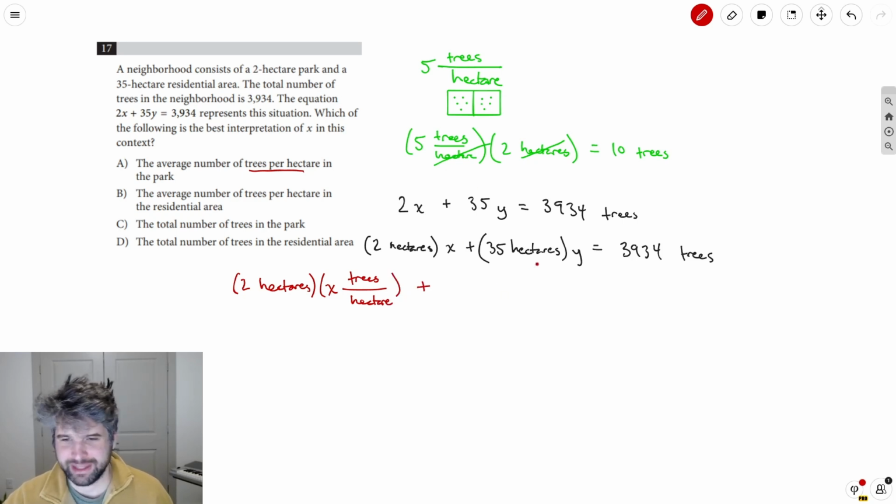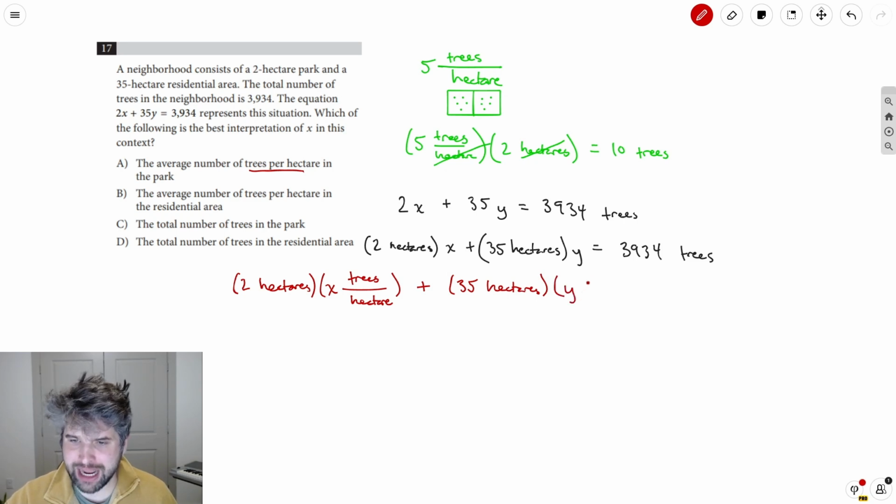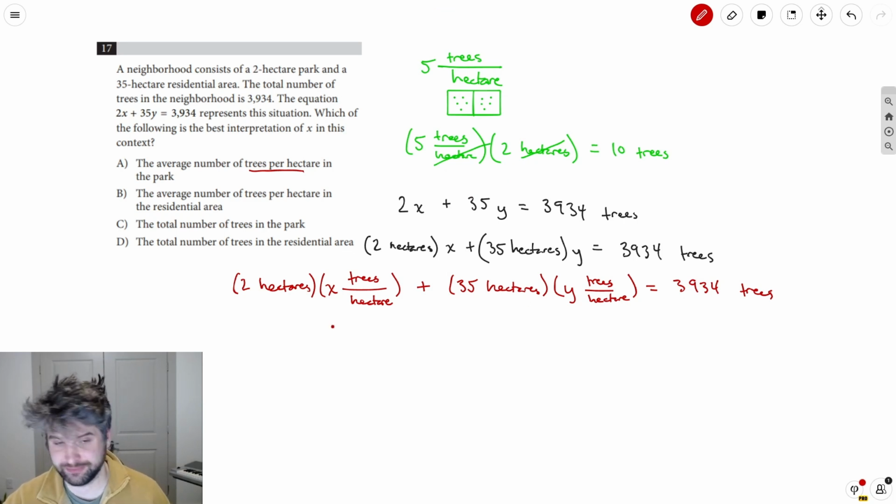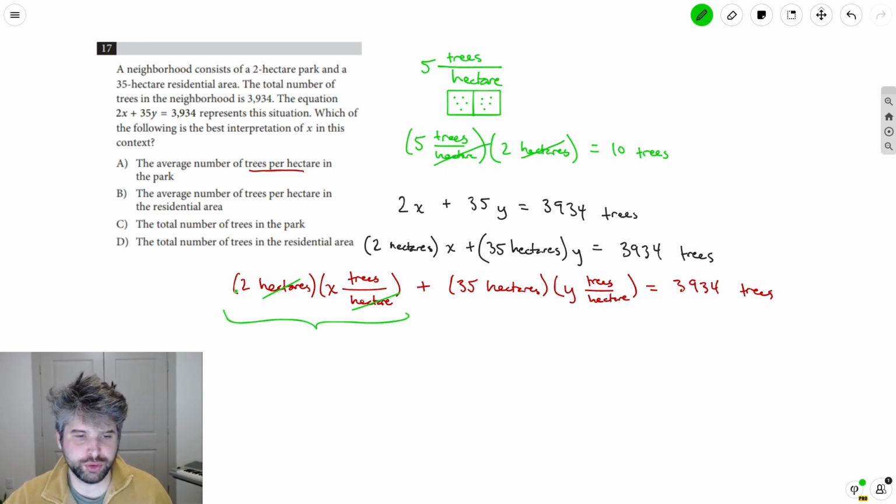Plus, we could use the same approach over here and see what happens: 35 hectares times y trees per hectare equals 3,934 trees. Now let's do math with our units. Hectares is going to cancel out with hectares in the denominator, just like it did up here. And this term, 2 times x, the units of that is trees.